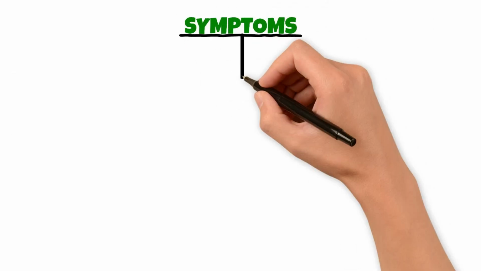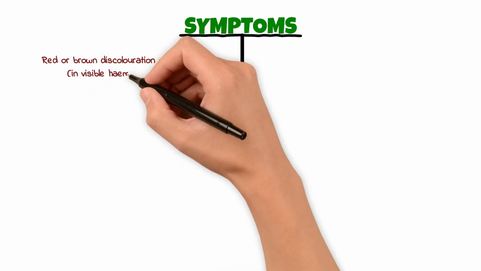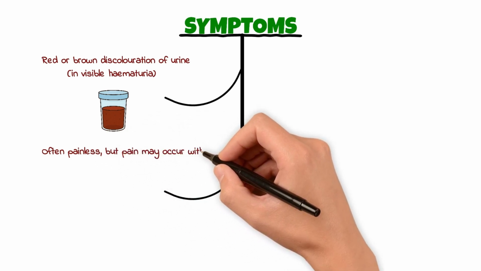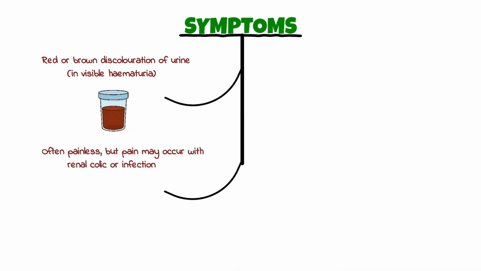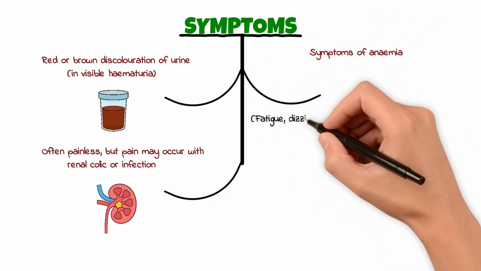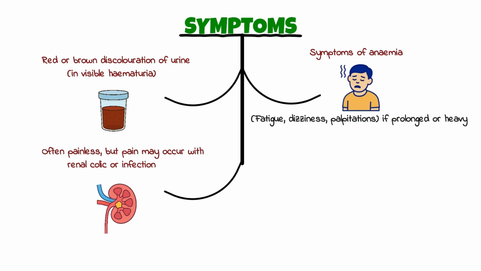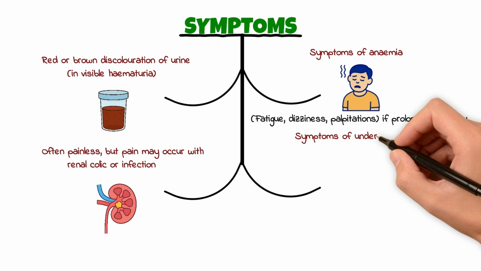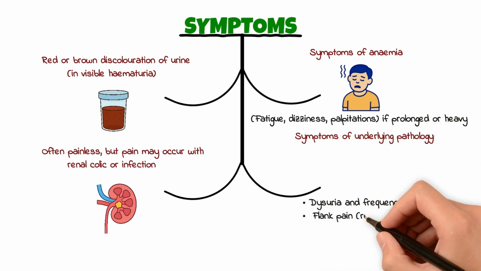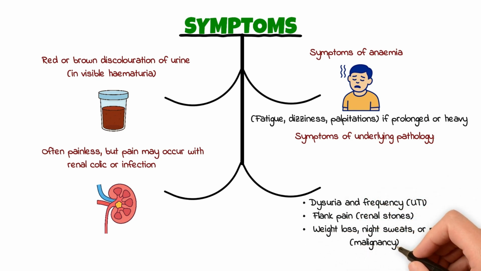Symptoms: red or brown discoloration of the urine, invisible haematuria. It is often painless, but pain may occur with renal colic or infection. Symptoms of anemia: fatigue, dizziness, and palpitations if prolonged or heavy. Symptoms of underlying pathology, for example dysuria and frequency in UTI, flank pain in renal stones, and weight loss, night sweats, or mass in malignancy.